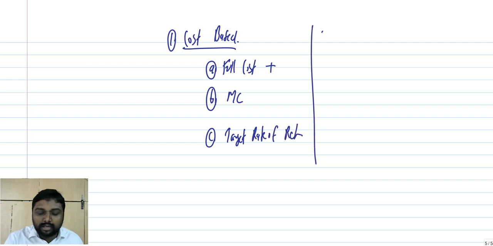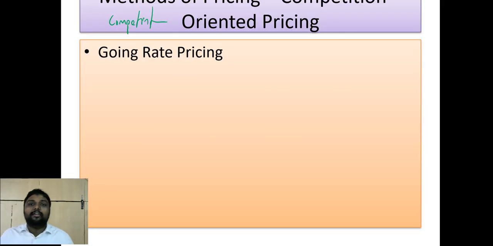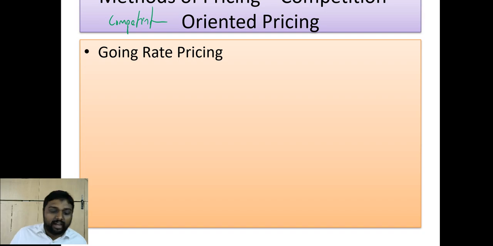Now what is next? Competition oriented. First one is going rate pricing. What is the meaning of going rate pricing? Going rate means whatever the current market price is, that we will adopt. We won't charge any new, more or less pricing.